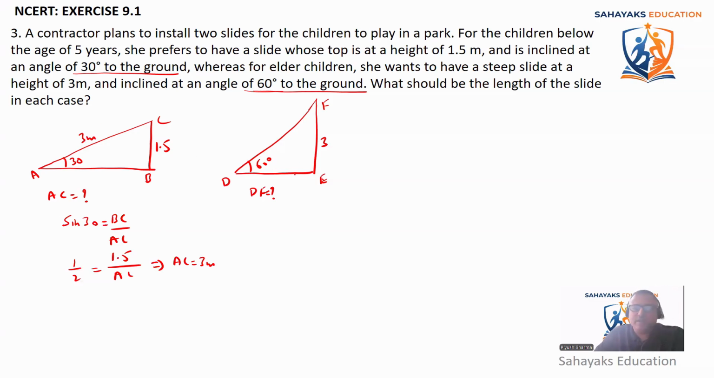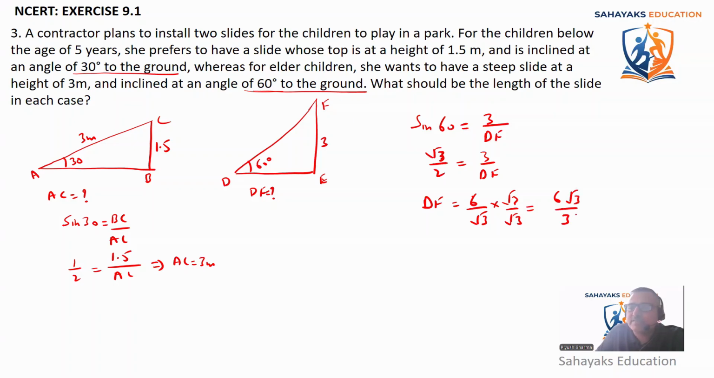Pretty simple. Now here we have to find DF. So again, we'll take sine 60 is equal to 3 divided by DF. Sine 60 is root 3 by 2. So root 3 by 2 is equal to 3 by DF, or DF comes out to be 6 divided by root 3. To rationalize the denominator, we multiply by root 3 by root 3. So it comes out to be 6 root 3 by 3, and 3 will cancel out 2. So it becomes 2 root 3.